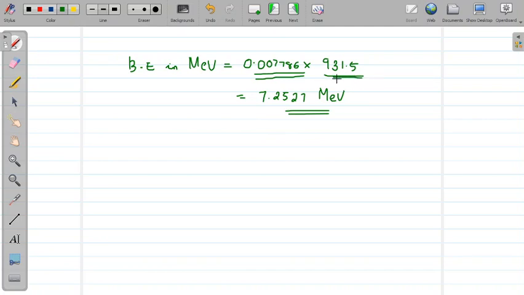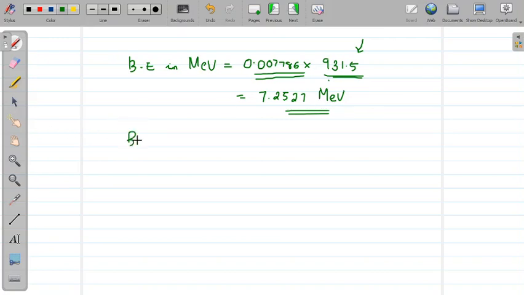In the last video, we have already seen how we obtain the value 931.5. The energy equivalence of one atomic mass unit is 931.5. Einstein's mass energy relation is already applied in this value. You do not need to multiply with c square or anything after multiplying with 931.5. So this is the binding energy of one neutron in the lithium-7 nucleus in mega electron volt.